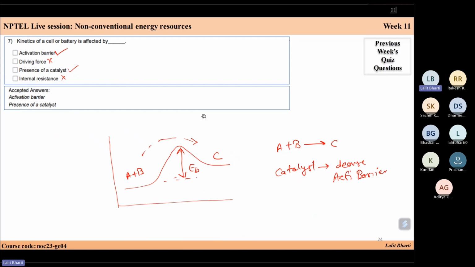Then see the question 7. It says the kinetics of a cell or a battery is affected by what? I guess we have seen this kind of question. So we have activation barrier, driving force, presence of catalyst, and internal resistance. We know that kinetics is dependent on the type of reaction happening. If you have some activation barrier, the reactant energy needs to surpass this energy barrier to make a product. So if the activation barrier is lower, it will easily convert the reactants to products.